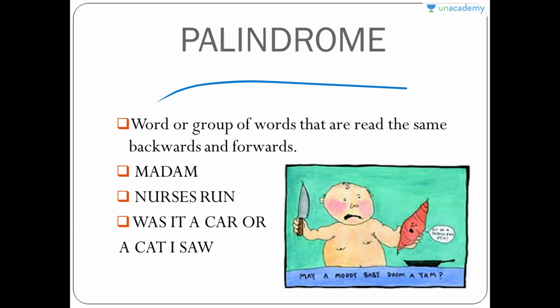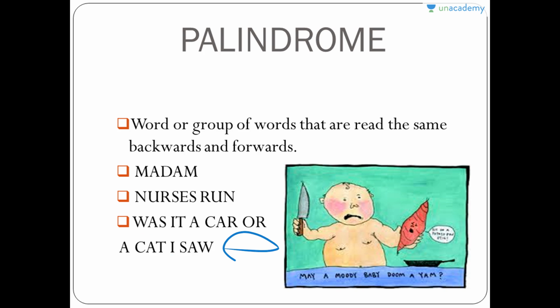So let's read the rest of the examples. Nurses run, and if we read nurses run from this direction, we still get nurses run, and so goes for this last example. Was it a car or a cat I saw? And let's read it from this direction. Was it a car or a cat I saw? So we get the same sentence again and again, whichever way we read it.